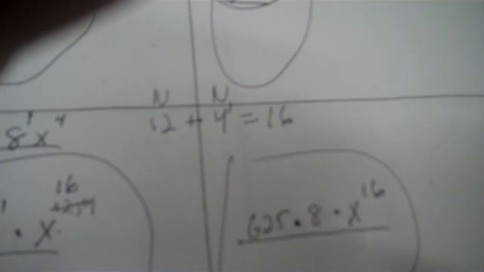Okay, now I need to do something in this second box. So 5 to the 4th, 5 times 5 times 5 times 5 gives you a product of 625. 8 to the 1st is 8, and then x to the 16th is going to remain that. Okay, now I need to take 625 multiplied by 8, and that's 5,000. Okay, 5,000 times x to the 16th is the answer to that problem.